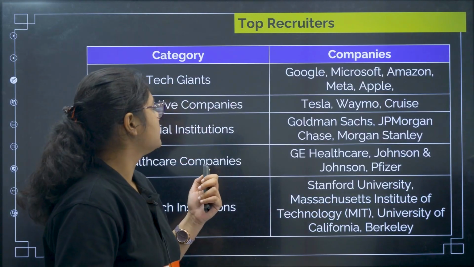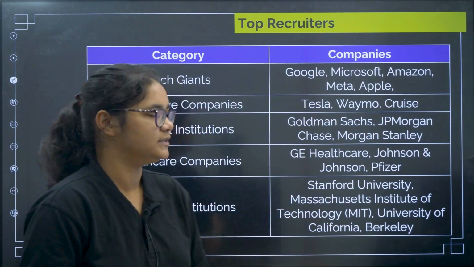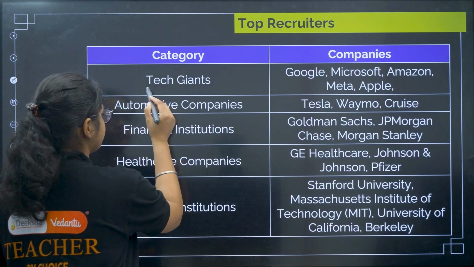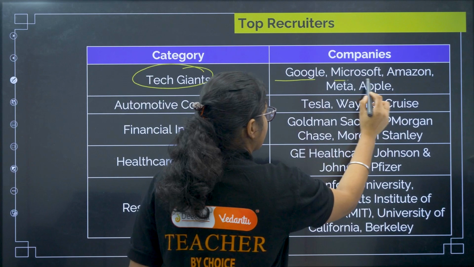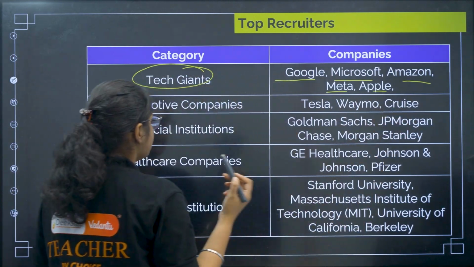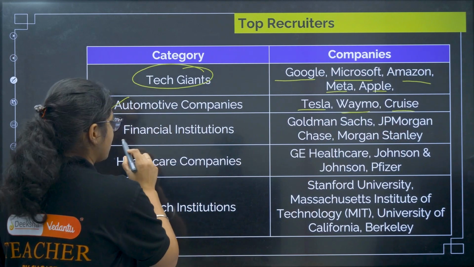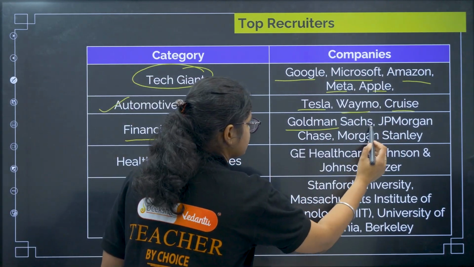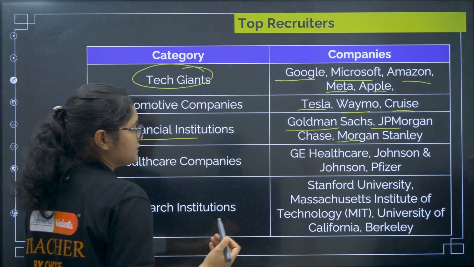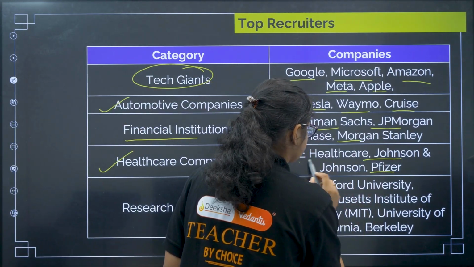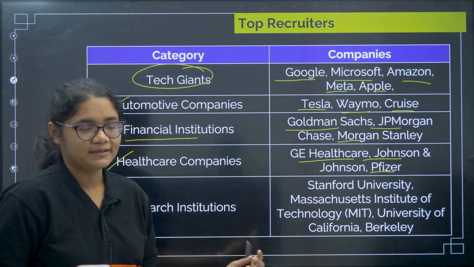Now, coming to top recruiters. I'll be telling you some top companies that hire AI and ML engineers in different sectors. For example, in the tech field we have Google, Microsoft, Amazon, Meta, Apple. Then you have automotive companies: Tesla, Waymo, Cruise. Then in financial institutions we have Goldman Sachs, JP Morgan, Morgan Stanley. And in healthcare, Johnson & Johnson, Pfizer, GE Healthcare. These are all great companies that hire AI ML engineers.